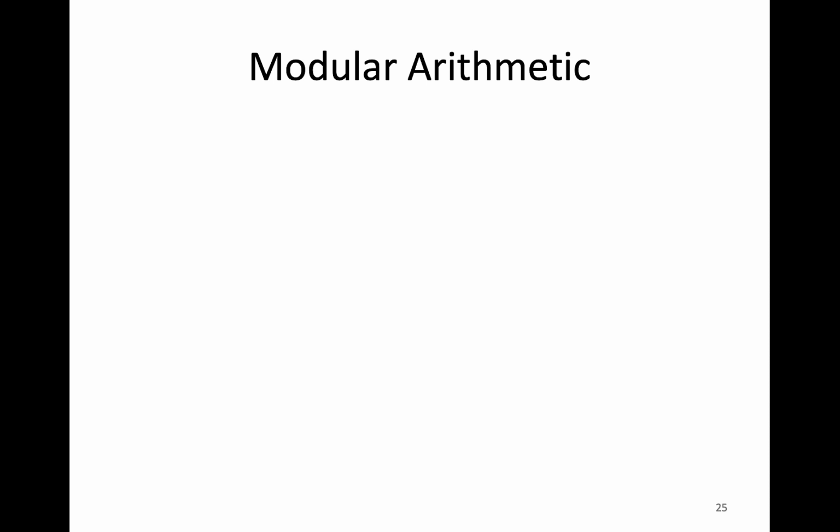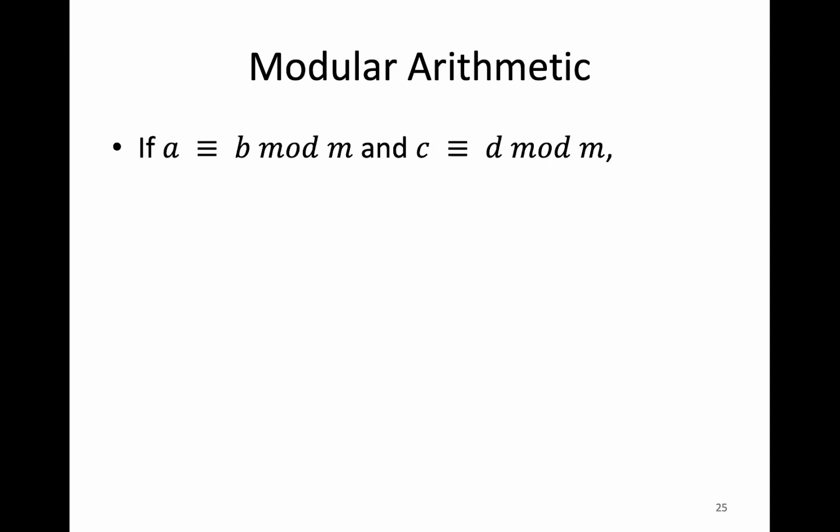We will start an important and a very useful theorem in modular arithmetic. So, if A is congruent to B mod M and C is congruent to D mod M, notice that here the M is the same, so they are working on the same clock. Then, A plus C is congruent to B plus D mod M, and we will have a simple proof.